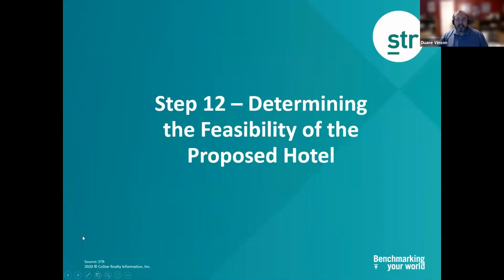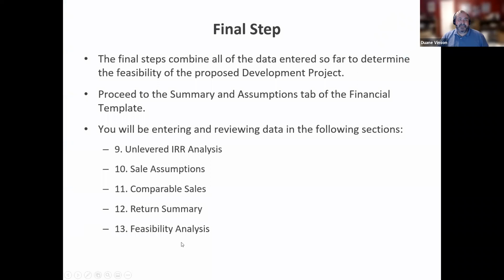Okay. Step 12, this is our last step, but it's a big one: determining the feasibility of the proposed hotel. The final step combines all of the data entered so far in our template to determine the feasibility of the project. We want to proceed now to the summary and assumptions tab of the financial template. We're going to be entering information in several sections, 9, 10, 11, and 12, and then 13 is where we're going to get our answer.